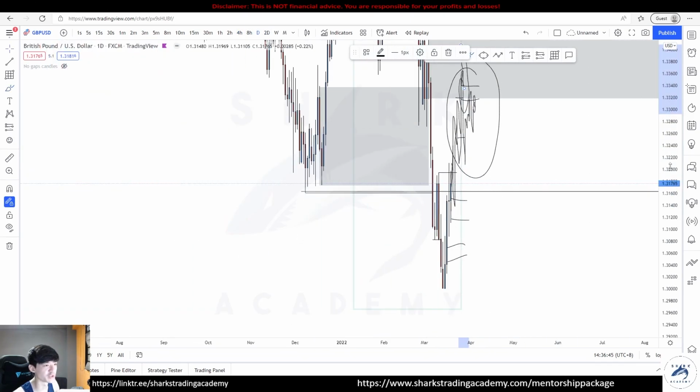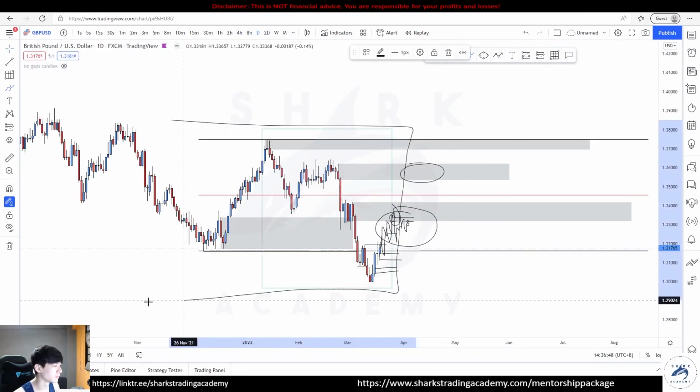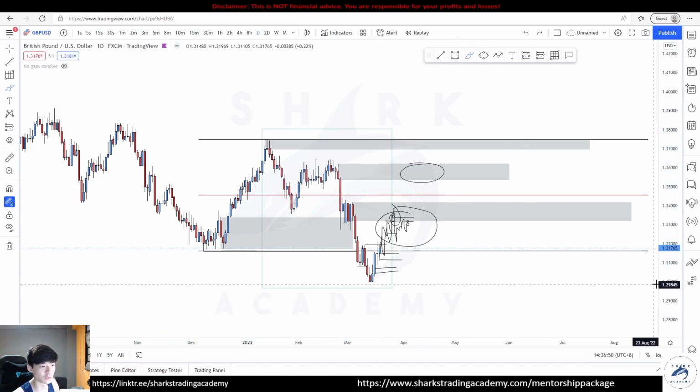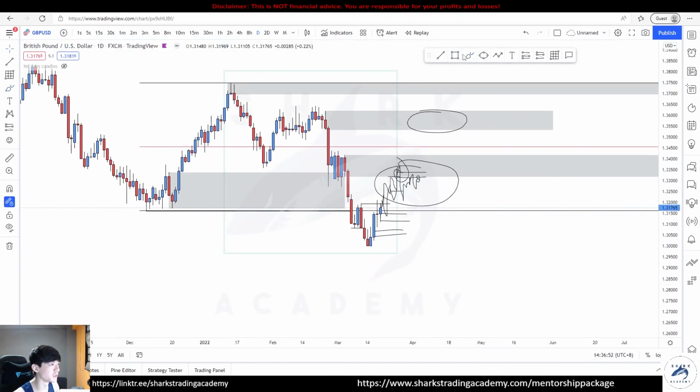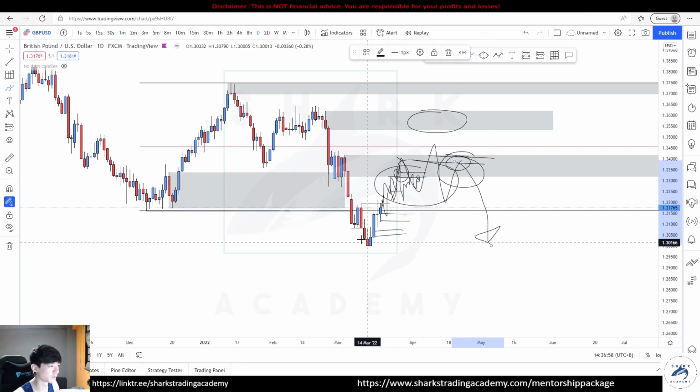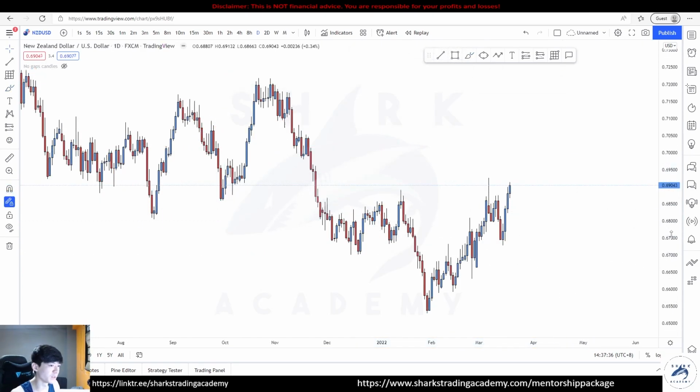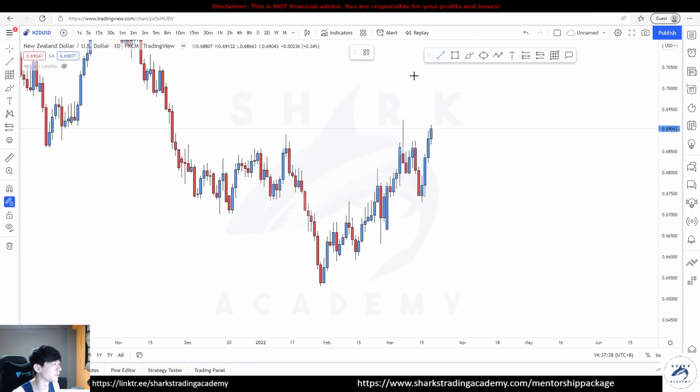Otherwise, you want to play bearish. You want to play and align your direction, right? You want to play this bearish move. You want to wait for prices to change and turn bearish, then go for sells. So what are we expecting for New Zealand dollar? Because we just broke swing structure here.